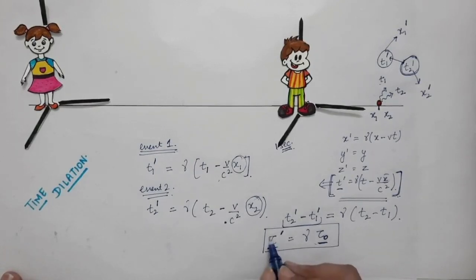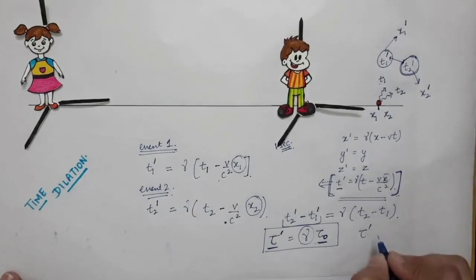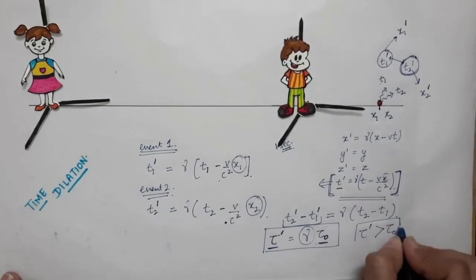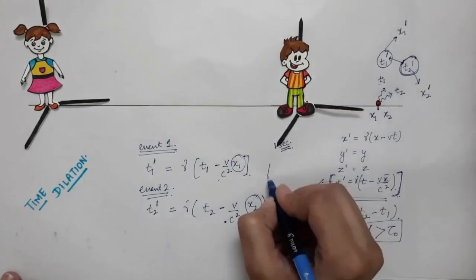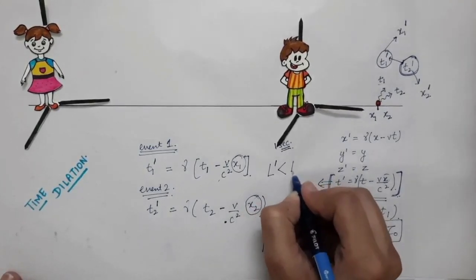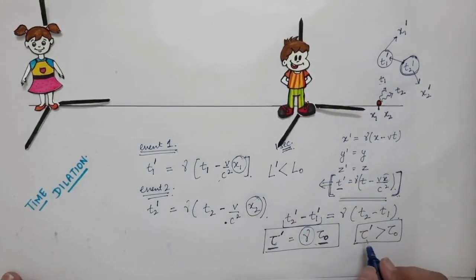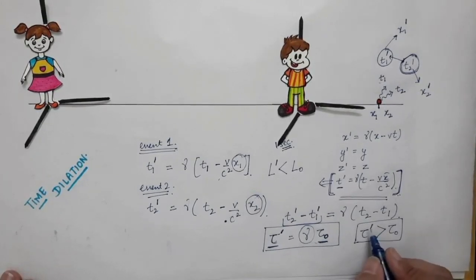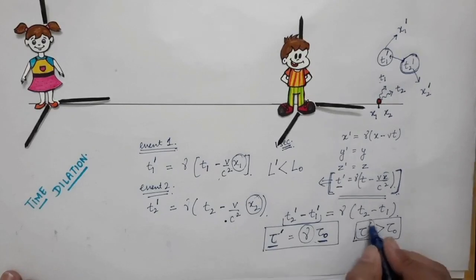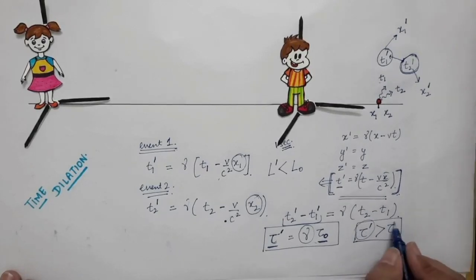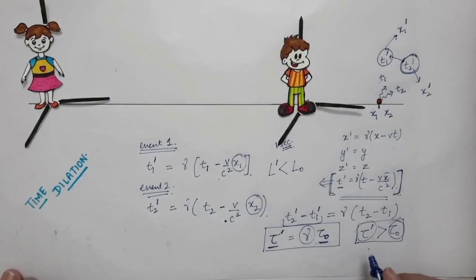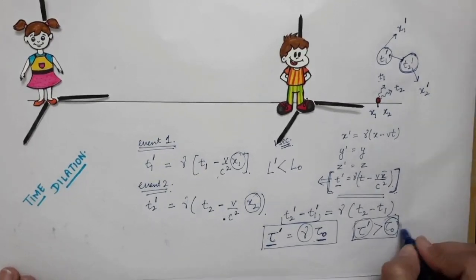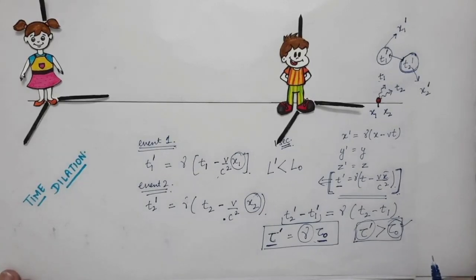So you can see that tau prime has come out to be gamma times tau 0, and we know that gamma is always greater than 1. Therefore, tau prime will always be greater than tau 0. In the case of length contraction, we found that the length in a moving frame comes out to be less than the proper length. But in the case of the time interval, tau prime, the time interval between the two events in a moving frame, will always be greater than the time interval between the same two events observed with respect to a stationary frame of reference. So it will always be greater.